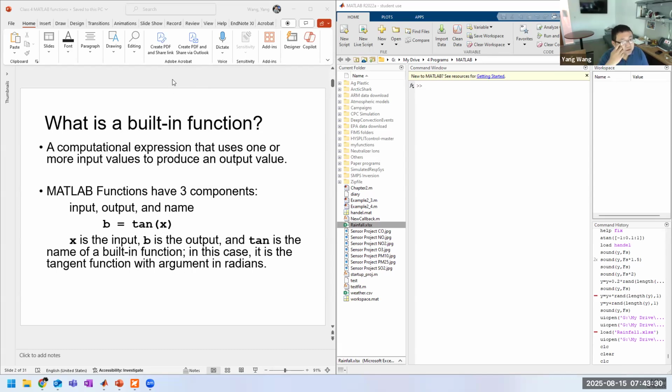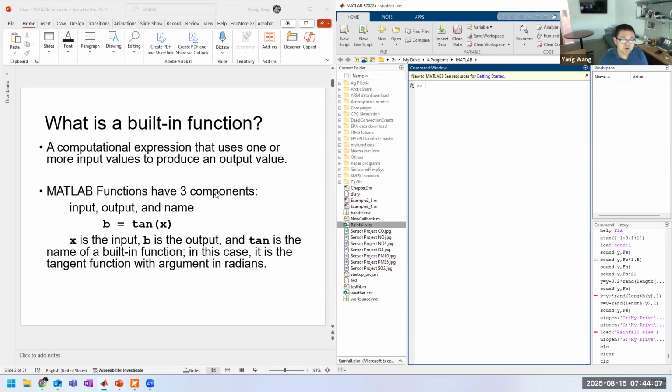So what is a built-in function, right? The built-in function is a computational expression that uses one or more input values to produce an output value. So basically, this is the definition of a function, right? So the MATLAB functions have three components: input, output, and name, right? So here, specifically, we're using the tangent function as an example. So here, the x is the input, right? B is the output, and tangent is the name. Okay, so this is basically an example of a built-in function in MATLAB.